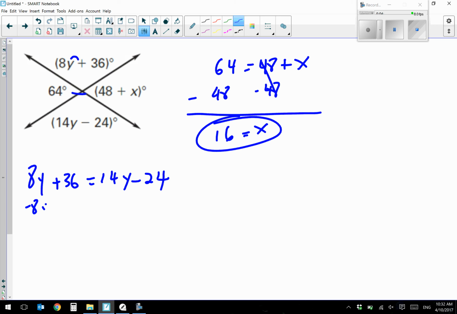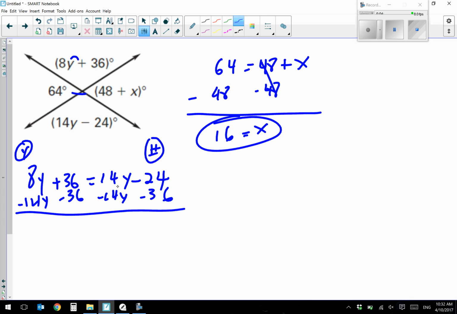So then I solve. I'm going to put all my y's to the left, numbers to the right. So y to the left, number to the right. So 8y stay, 14y is a move. Okay, so that cancels. 8 minus 14 is negative 6. 24 minus 36 is negative 60. Divide by negative 6. y is 10.